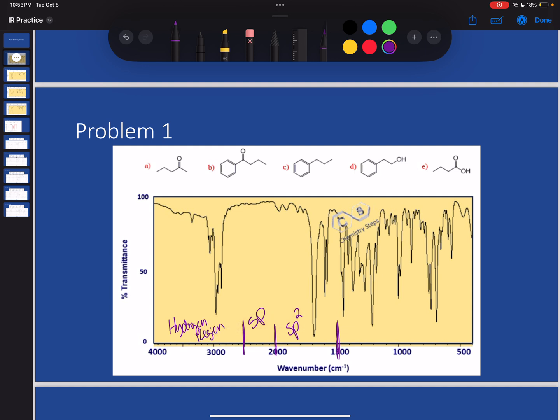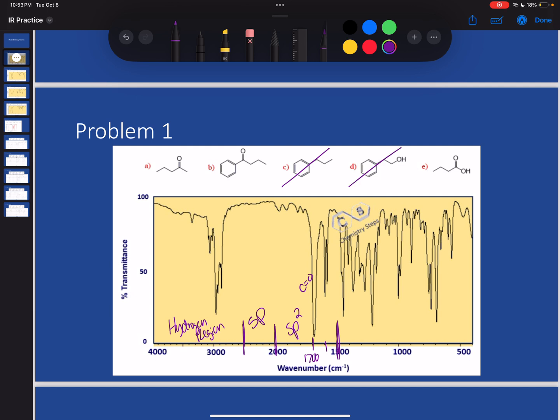With my sp2 region, that's where I'm going to expect to see double bonds. Now I'm noticing a very, very strong signal here that's very narrow. And for me, I'm going to check to see if it's close to 1700. So this is 15, here's 16. It is close to 1700. So I'm pretty confident this is going to be some type of carbonyl. And I can go ahead and eliminate C and D.